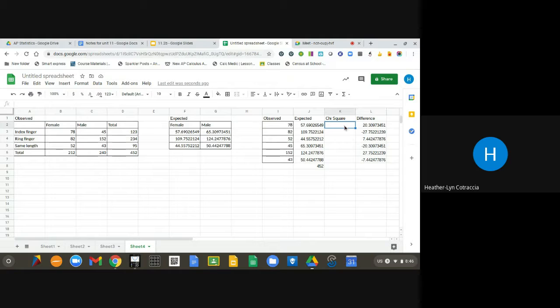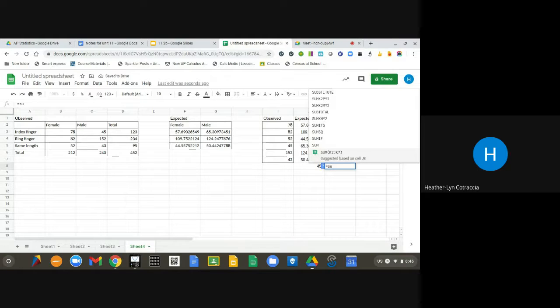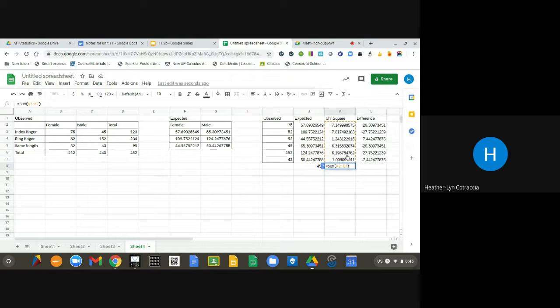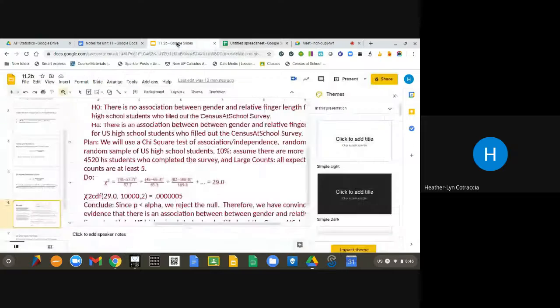Okay, chi-squared equals parenthesis observed minus expected squared. Divide that by the expected. This one I do not want absolute cell references. I want it to change every time. There we go. And then lastly, to find my chi-squared, I'm going to sum up that column right there, click enter, and there's my chi-squared of 29.02. I already have that in there, so I put 29.0 or 29.02, it doesn't matter.